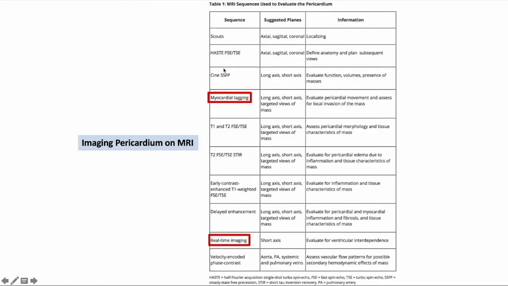This slide shows us the different kinds of sequences which are useful in evaluating the heart in general. And these two sequences which are highlighted are important in this scenario because these are two sequences which are specifically designed to evaluate various pericardial pathologies. Apart from these two sequences, the rest of the sequences are the standard CMR recommended imaging protocols which are done in our daily clinical practice.